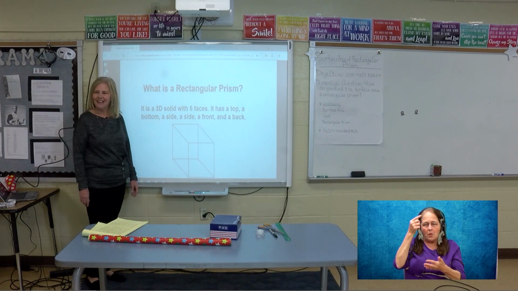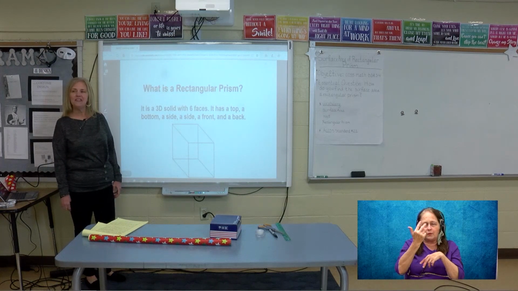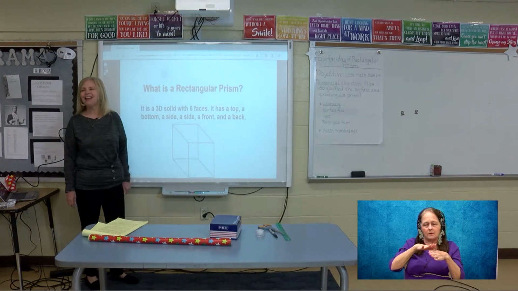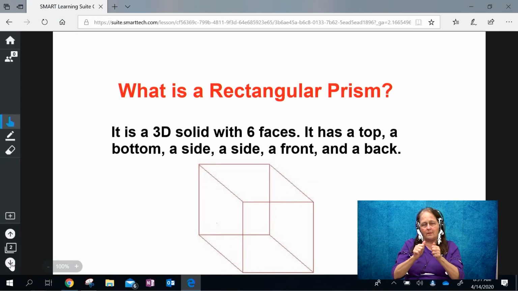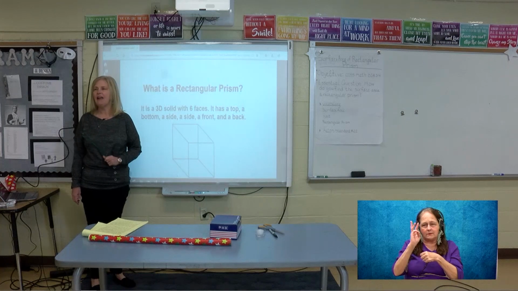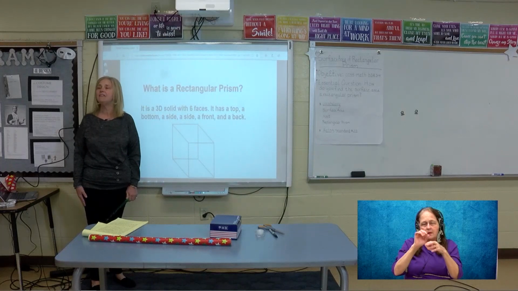What is a rectangular prism? It is a 3D solid shape with 6 faces. A face is simply the piece that makes up the shape. It has a top, a bottom, 2 sides, a front, and a back. That makes up the 6 pieces of a rectangular prism. All rectangular prisms must have 6 pieces.